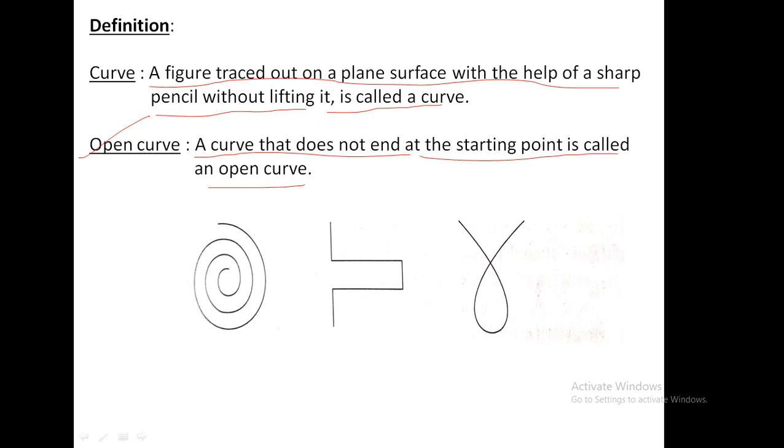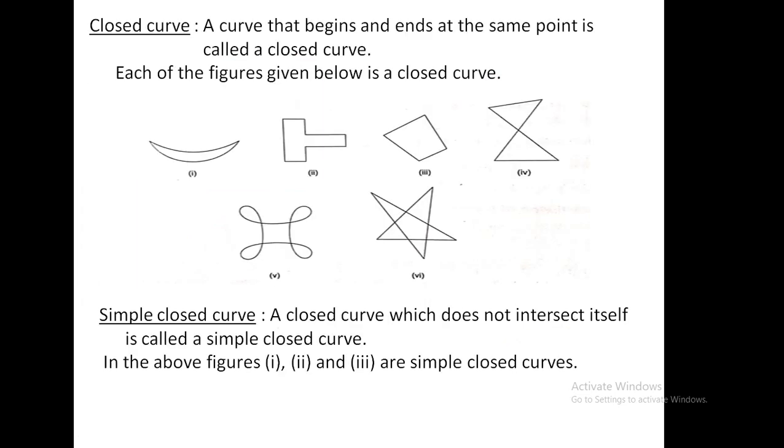Now we can understand with the help of this figure. The first figure, the starting point and the end point are different. In the second figure, the starting and the end point are different. In the third figure, the starting and end point are different. Now we will move to the next one, that is closed curve.